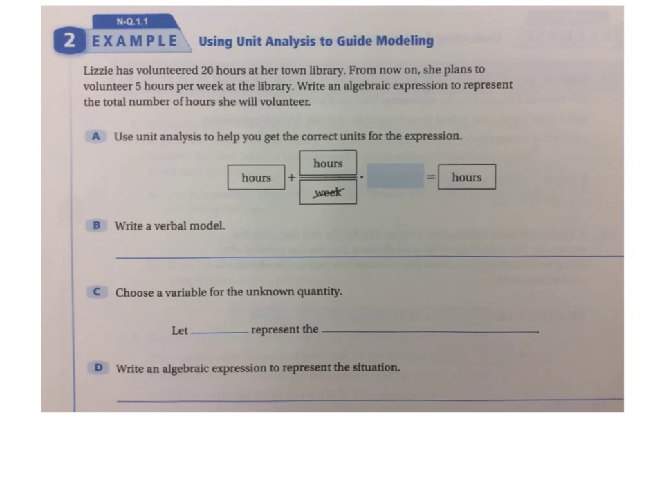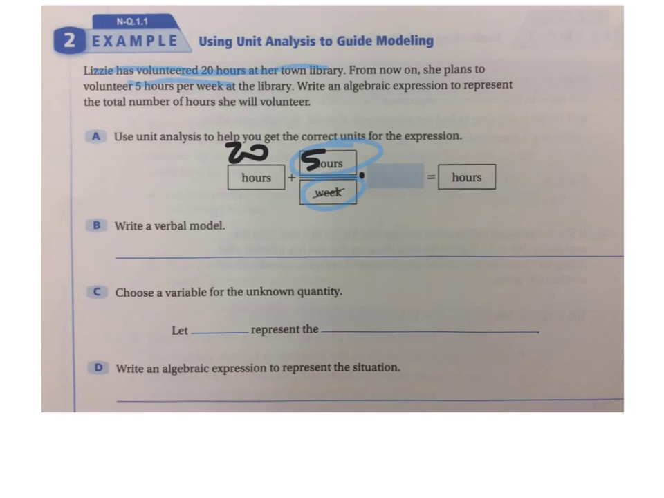Lizzie volunteered 20 hours. Okay, notice it doesn't say she volunteered 20 hours that week. It just says she has volunteered 20 hours. So she's already done that. Well, that right there is how many hours she's already put in. Now, the hours per week, notice she plans on volunteering 5 hours per week. Well, here's your hours, here's your per week. So that is your 5.